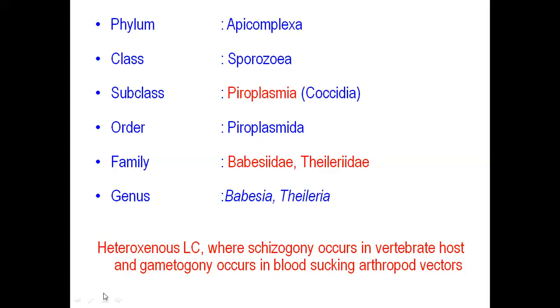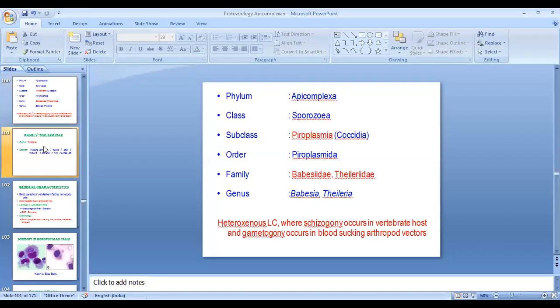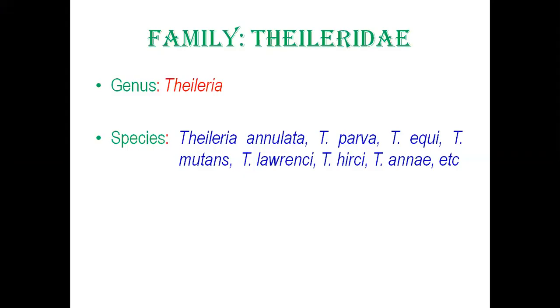Okay, so next slide. Today we will talk about the family Theileriidae. In the next class, maybe if we can finish today, we will talk about Babesia. One of the most important cattle diseases, or bovine diseases, is Theileria. Under this one, Theileria annulata is prevalent in tropical countries including India, Theileria parva is prevalent in African countries, and Theileria equi is also prevalent in India and some parts of America, and Theileria mutans, Theileria lawrencei, Theileria hirci, and Theileria taurotragi. Theileria annulata and Theileria parva we are going to look into in detail, and Theileria equi also.